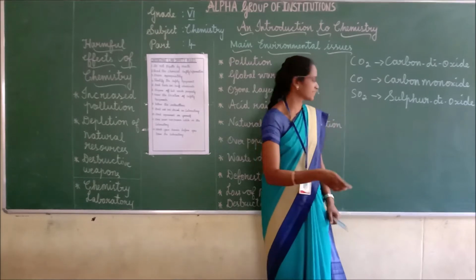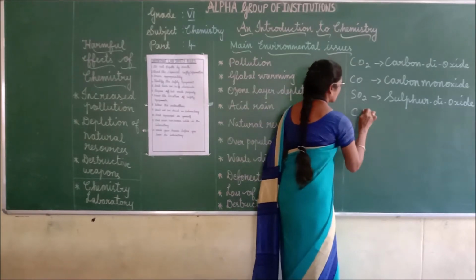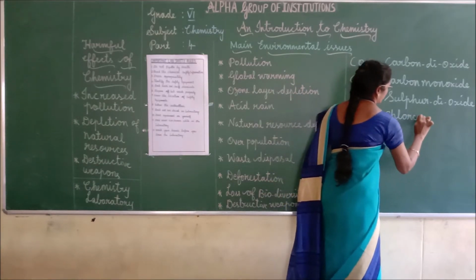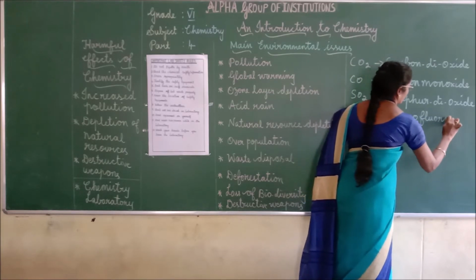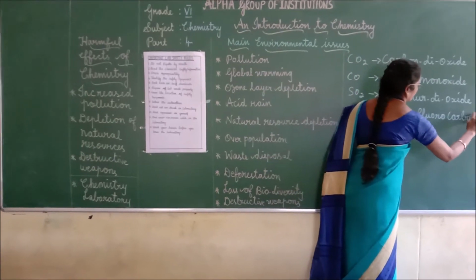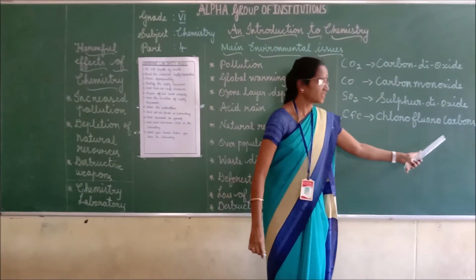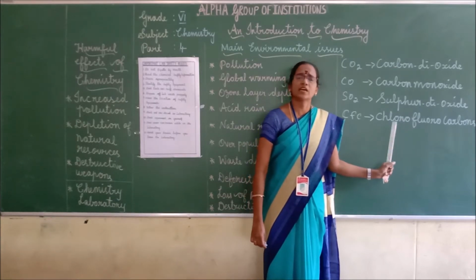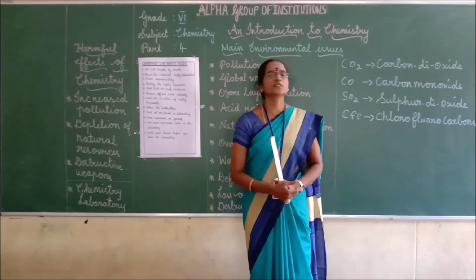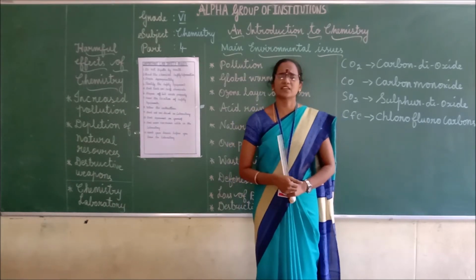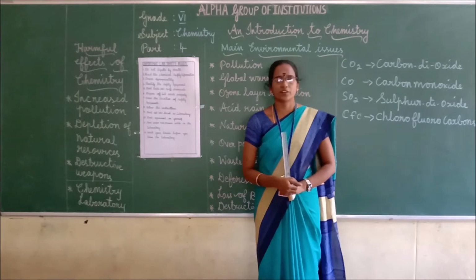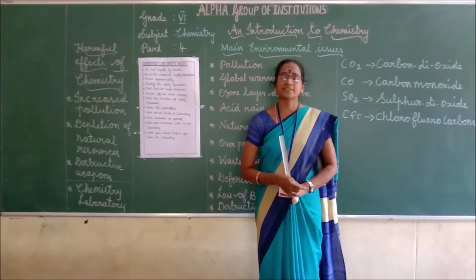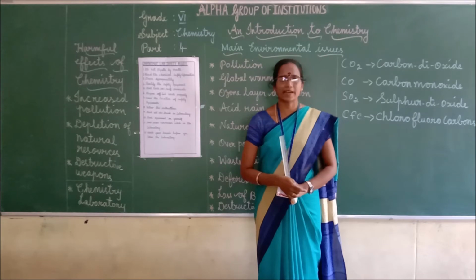Next one, CFC. CFC is nothing but chlorofluorocarbons, which are used in refrigerators, air conditioners, and also in aerosol sprays, which damage the ozone layer of the atmosphere, right? Harmful pollutants cause many diseases to human beings as well as plants and animals.